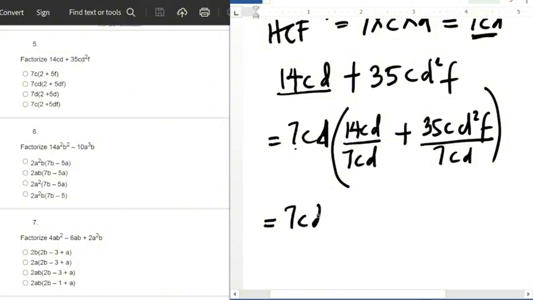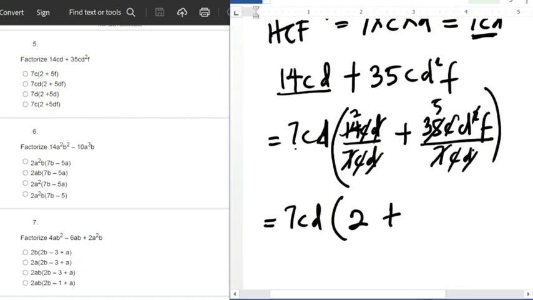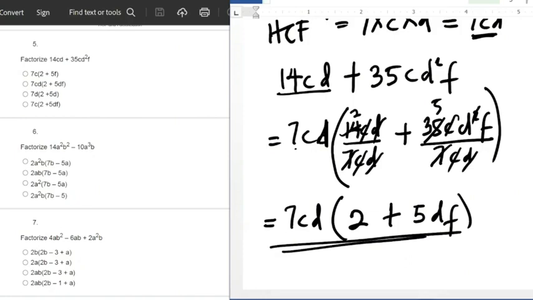Now we divide and see what we get. 7 into 7 is 1, 7 into 14 is 2, C cancels C, D cancels D. So we have 2 left here, plus 7 into 7 is 1, 7 into 35 is 5, C cancels C, D cancels one D from the square, so we have 5DF. So the answer is option B, 7CD into bracket 2 plus 5DF.